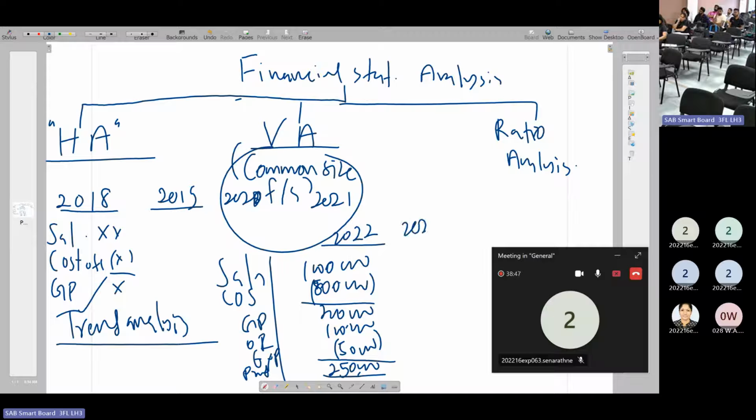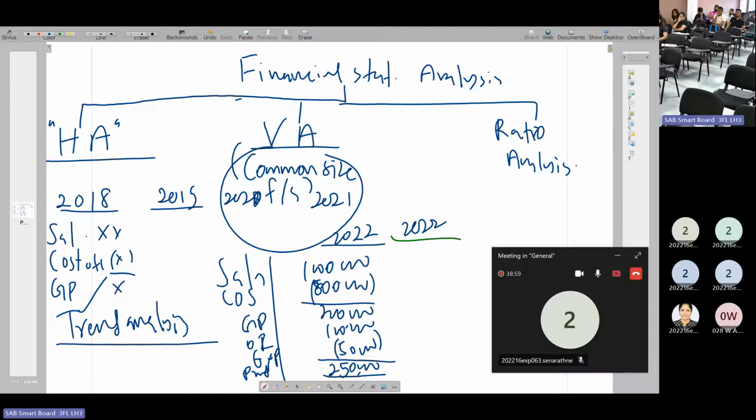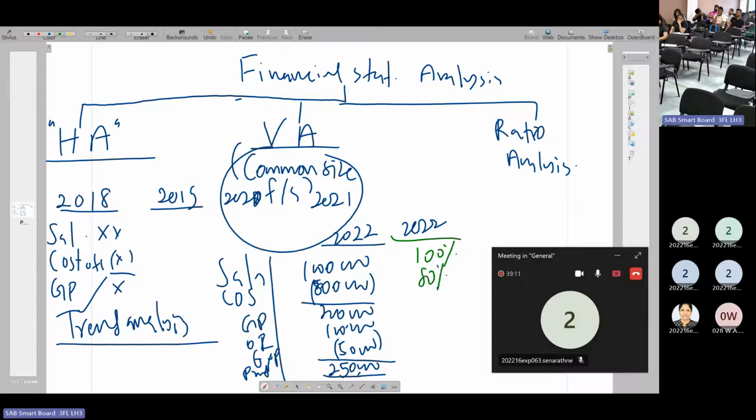Now, for an instance, 2022. 1 million divided by 1 million multiplied by 100, that is 100%. 800,000 divided by 1 million multiplied by 100, 80%. 200,000 divided by 1 million multiplied by 100, 20%. 100,000 divided by 1 million multiplied by 100, 10%. Expenses 5%. Profit 25%. Now, this is what common size financial statement.